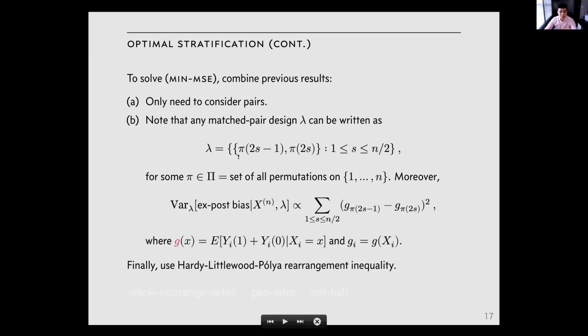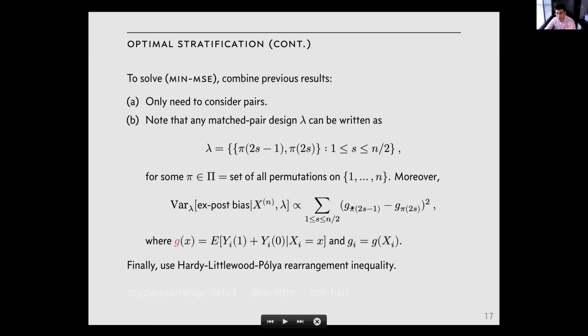So here I need to introduce another notation, but it's really just saying you can represent the match pair design by using a permutation. So let's say you have 1, 2, 3, 4, and you want to match 1, 3, and 2, 4. What you can do is to first permute 1, 2, 3, 4 into 1, 3, 2, 4. And then you just match the first 2 and second 2. So first 2 is 1, 3, second 2 is 2, 4. And the dispersion of ex-post bias is actually proportional to the sum of square difference in terms of a certain function g.